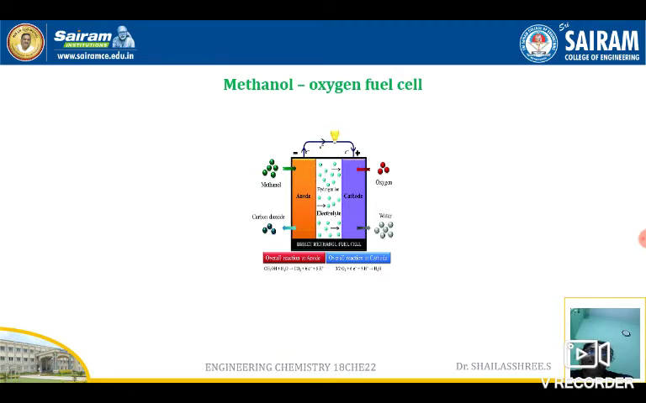This is about the diagram of the methanol oxygen fuel cell. Very simple. You have to draw the porous anode and cathode, and you have to show the passing of the fuel and oxidant, that is methanol and oxygen, in and out of the cell, and you should show the presence of the electrolyte at the center.